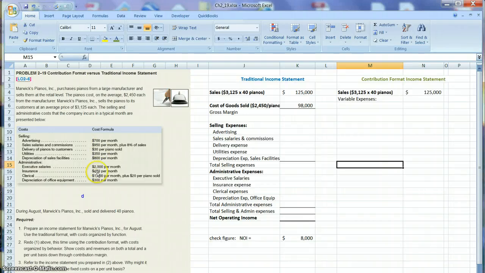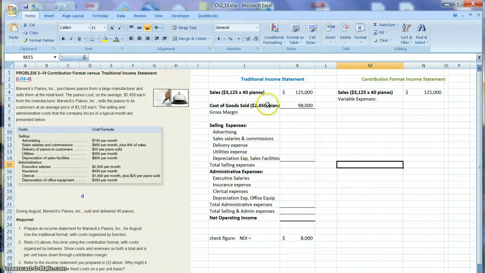They've given us information about the costs incurred by the company, and this is for a particular month. And they are asking us to prepare an income statement for August, so only 1 month at this point in time. Okay, they want us to organize it by cost function, so we're going to keep this traditional format income statement and put the cost function as the selling expenses all together and the admin all together.